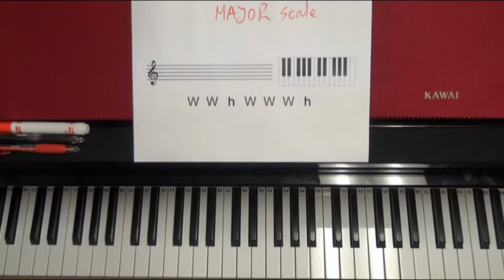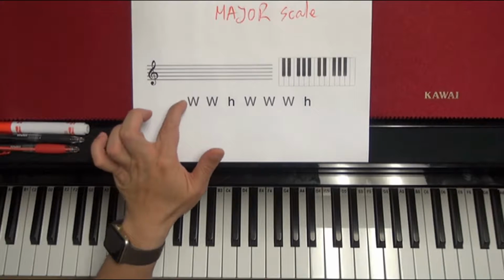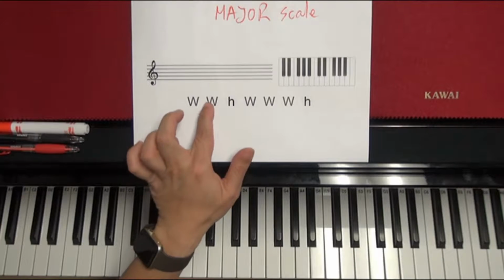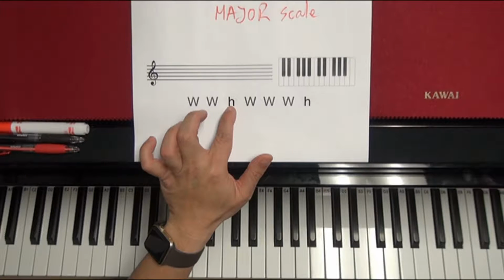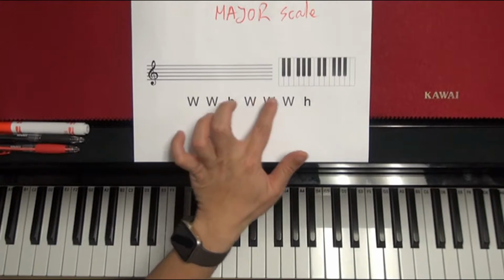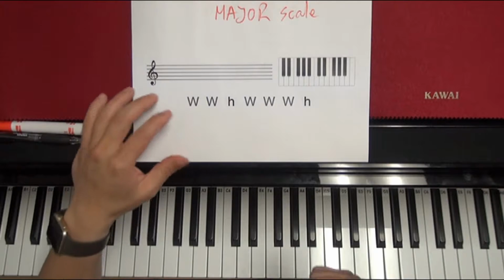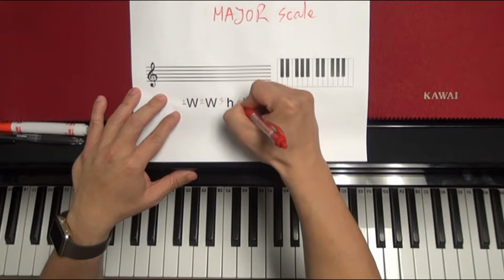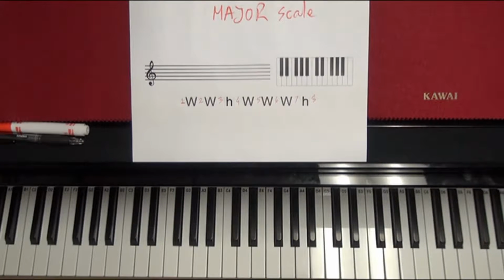This is the formula. From the first note to the second note, it has to be a whole step. From the second note to the third note, it has to be a whole step. But from the third note to the fourth note, it has to be a half step. And then on and on, all the way to the eighth note. So this is your first note, your second, your third, your fourth, your fifth, your sixth, your seventh, and your eighth.